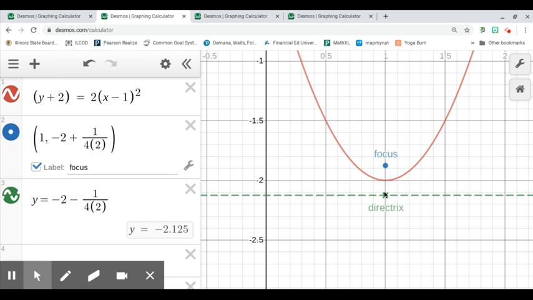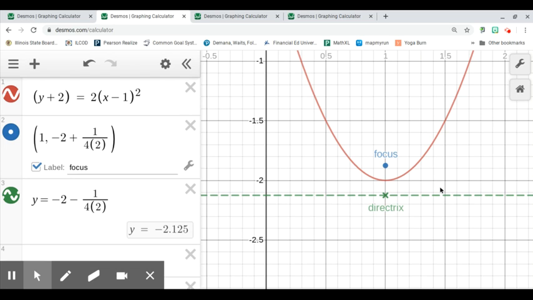So the cool thing about the focus and the directrix is that they are equidistant from any point on your parabola. So we can see pretty clearly that the focus is just a little over 1 unit above the vertex, and the directrix is a line that's running horizontal, a little over 1 unit below the vertex of this parabola. So the focus will always be inside the parabola, or the parabola will always wrap around the focus, and the directrix is outside.